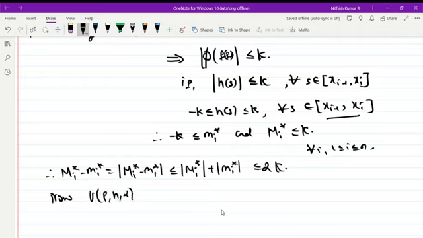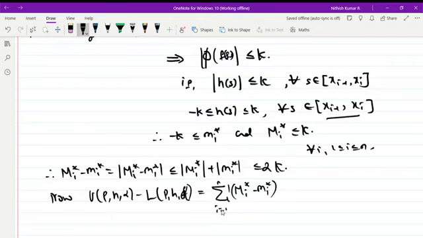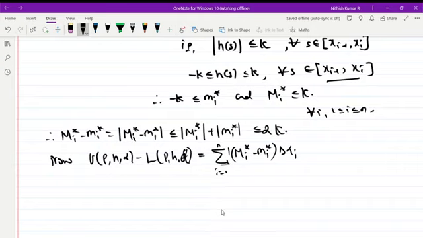consider U(P, h, alpha) minus L(P, h, alpha), because we are en route to verifying the Riemann criterion for h. Now this is equal to the summation i equal to 1 to n of capital M_i* minus small m_i*, times delta alpha_i. We have observed how we are getting this from the previous two or three results.